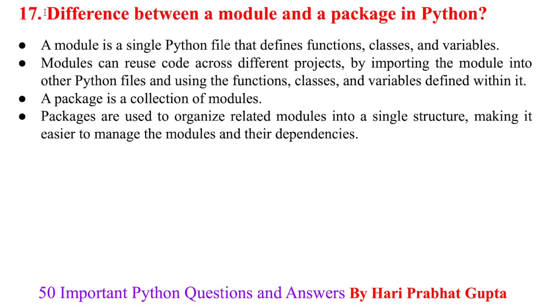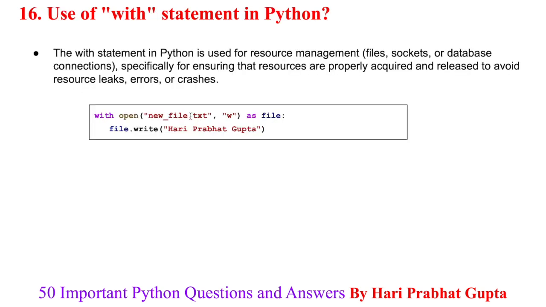Inside the with block here, the file.write function is used to write the string Hariprabhat to the file. Once the block of code is executed, the file is automatically closed and any changes made in the file are saved. So here we can say that the with statement is a useful construct in Python that helps to ensure that resources like files are properly managed, and it is best practice for any Python program that works with files, sockets and database connections.